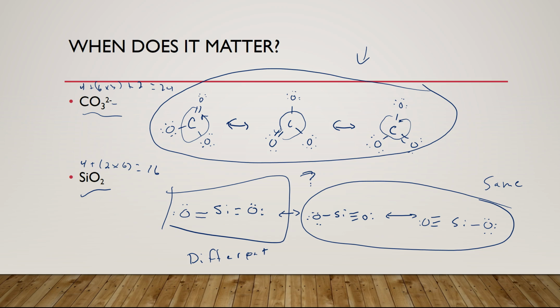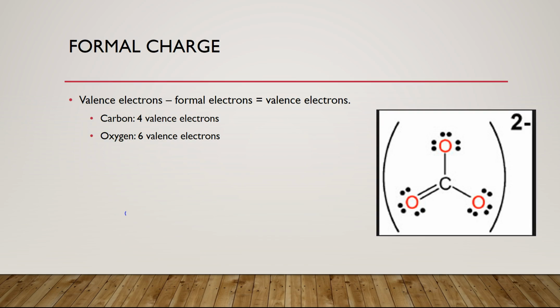Okay? Here, we do have a differentiation to make between these guys and this guy, right? This has 2 double bonds, this has a triple and a single. So formal charges would not help us here if we had to choose between those two. It would, however, help us decide which of those structures, 2 double bonds or a triple single, is better for silicon dioxide. Okay, so that is when it does matter, when the 2 structures are not essentially the same thing. Alright, so how do we find a formal charge?